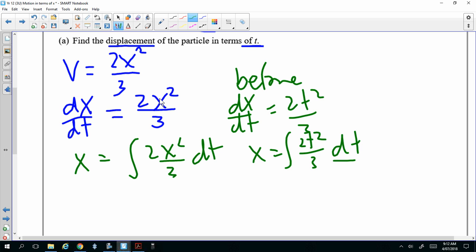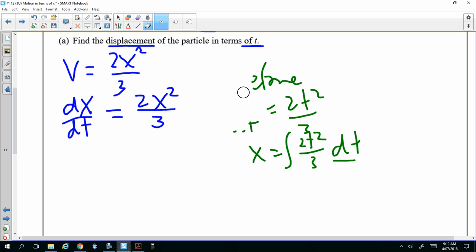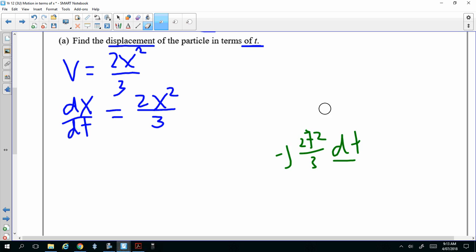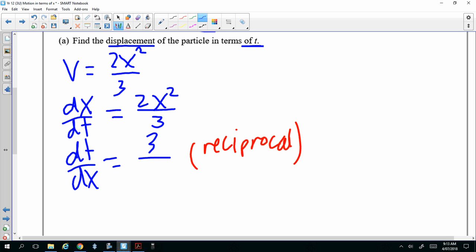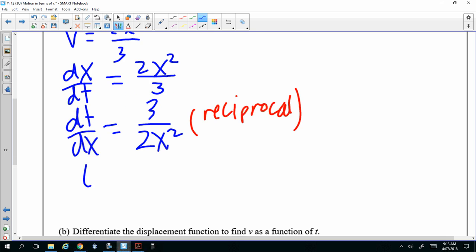So how do we overcome this problem? We take the reciprocal of both sides. If we take the reciprocal, then we can integrate with respect to x rather than t. The key point is to take the reciprocal. So you end up getting dt over dx equals 3 over 2x squared. And then after that, you can write t equals the integral of 3 over 2x squared dx. Now we can integrate because it's now dx in terms of x. That's the key point you need to know.